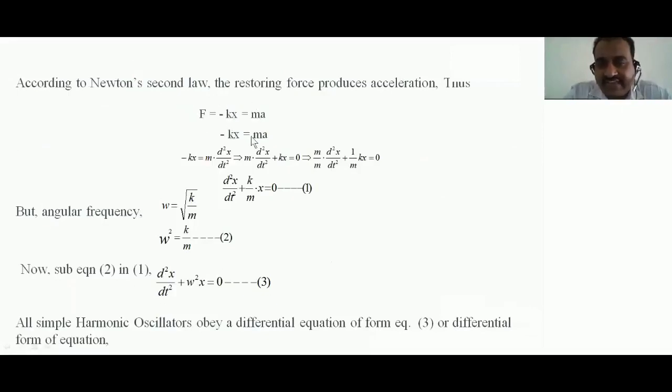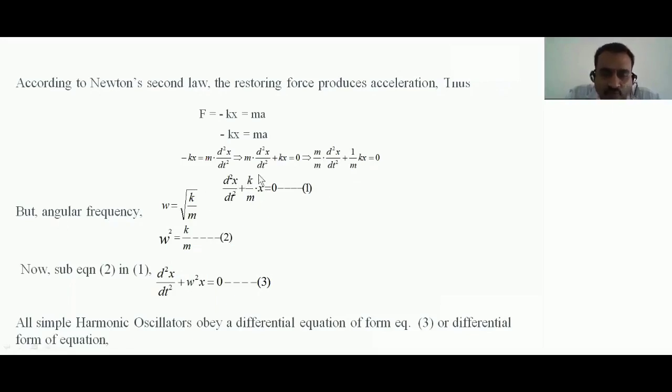Already discussed. So minus Kx is equal to ma. Bringing the left side over, this is m times acceleration, where acceleration is d square x by dt square, and velocity is dx by dt. So m d square x by dt square plus kx is equal to 0. Dividing both sides by m, we get d square x by dt square plus k by m into x is equal to 0. This is equation number 1.